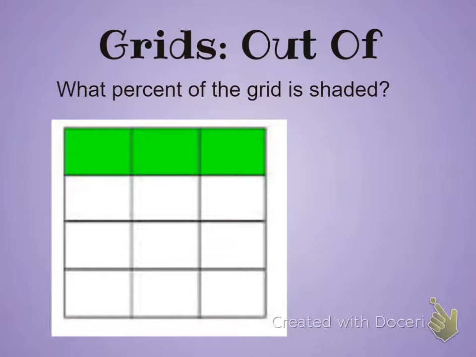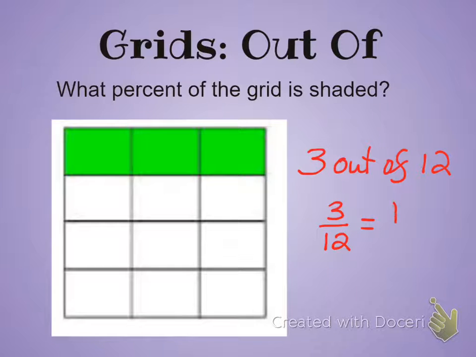Okay, so this one goes back to what we did earlier. Again, it's an out of question. So we have blank out of blank. And you did this already. So how many are shaded? 3 out of 12. So it's 3 over 12. That one should be pretty easy to figure out in your head, because when you reduce it, you get 1/4, and that's the same as 25%. Okay? You okay so far?